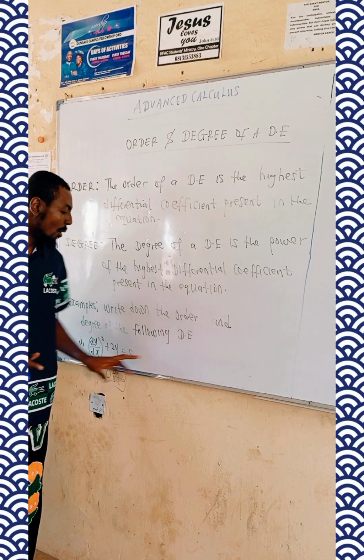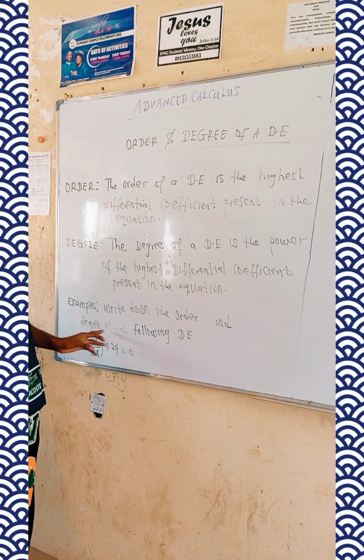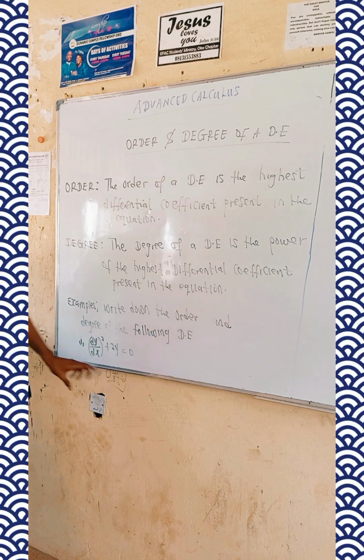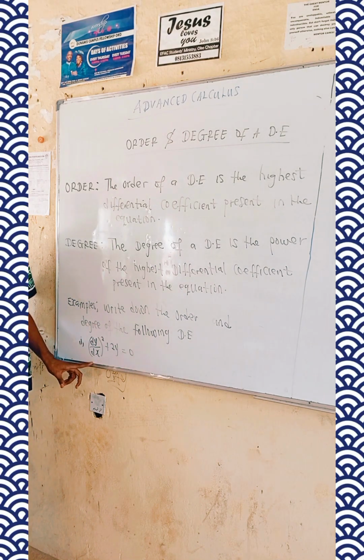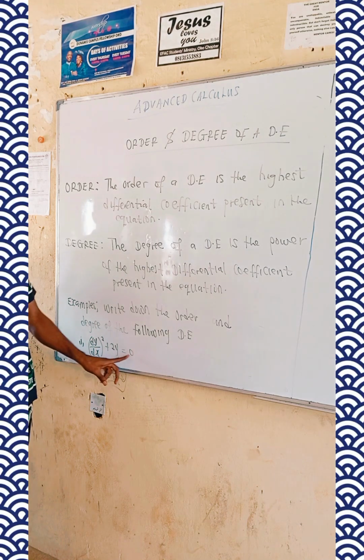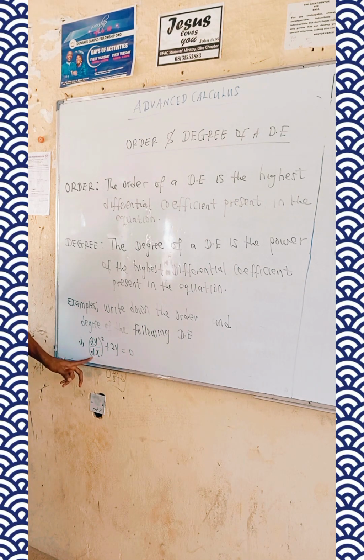Write down the order and degree of the following differential equations. We have number 1: (dy by dx) all squared plus 2y is equal to 0. You find out that the only differential coefficient here is dy over dx. The square is the power of this dy by dx. So dy by dx is just the first derivative, so it is order 1. The degree is the power of that order 1. So the degree is 2.